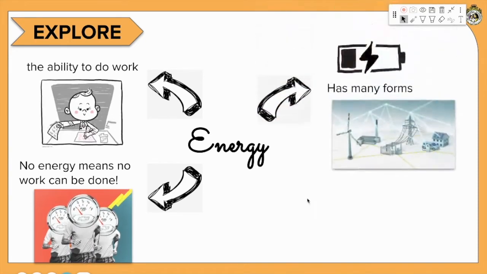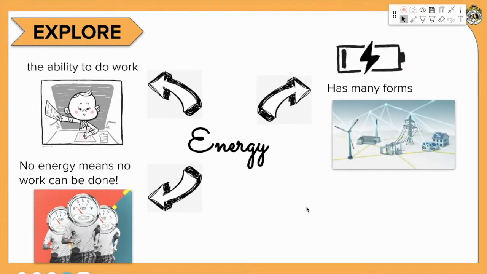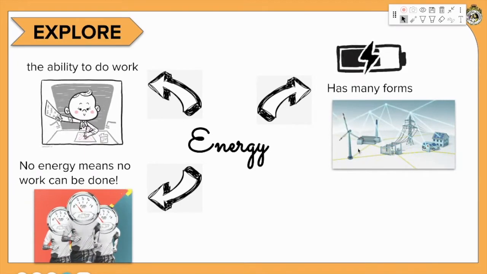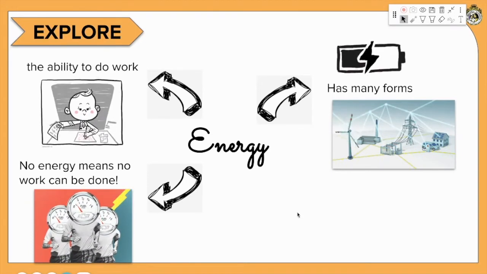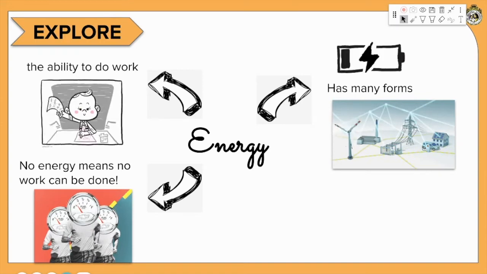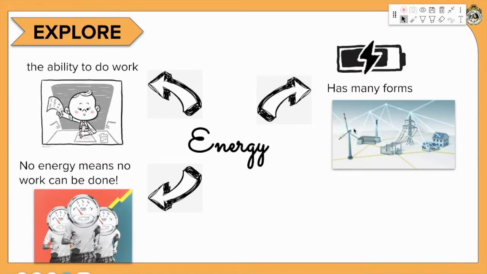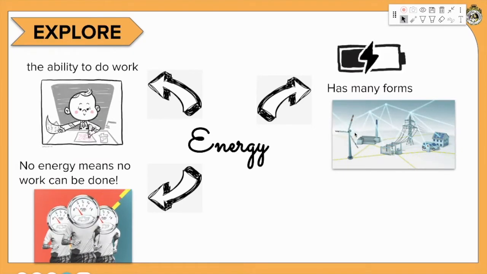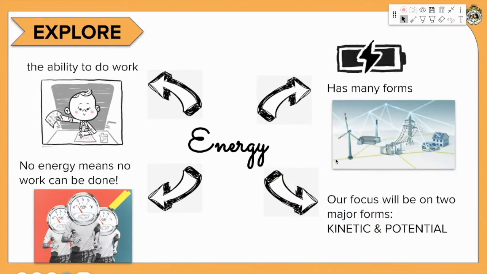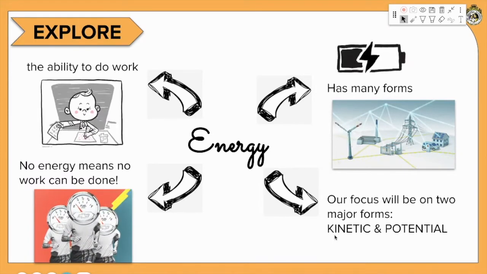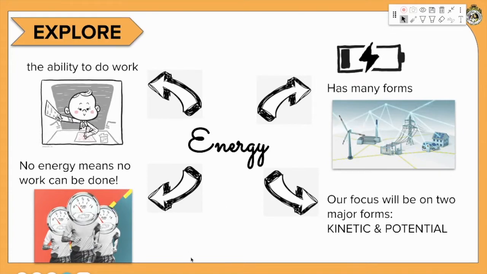Okay. Also, energy has many forms, as we have seen from the crossword puzzle that you answered as your homework. You can see on screen, these are just two of the many different forms of energy. We have here chemical energy, the energy that we get from batteries. And this is a diagram of a power plant. That's how we get electricity in our home. So electrical energy. All right. Our focus for this lesson will be on the two major forms of energy, and these are kinetic energy and potential energy.